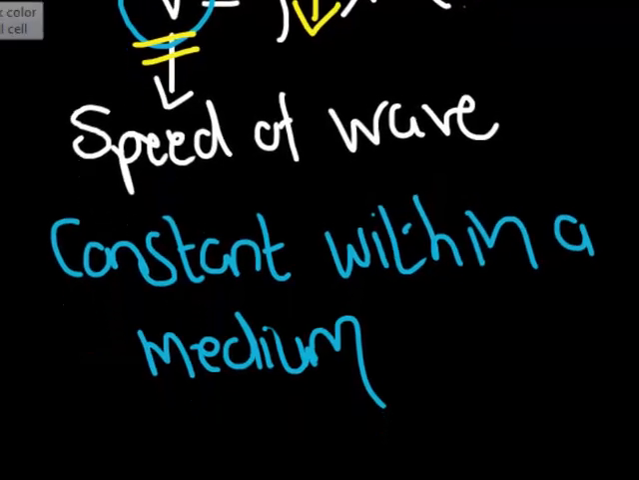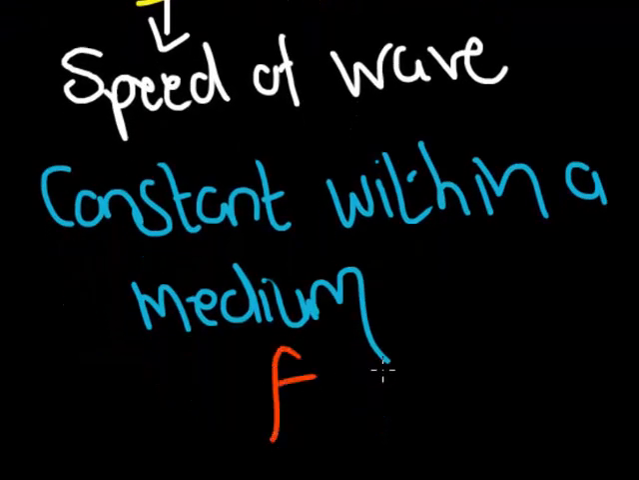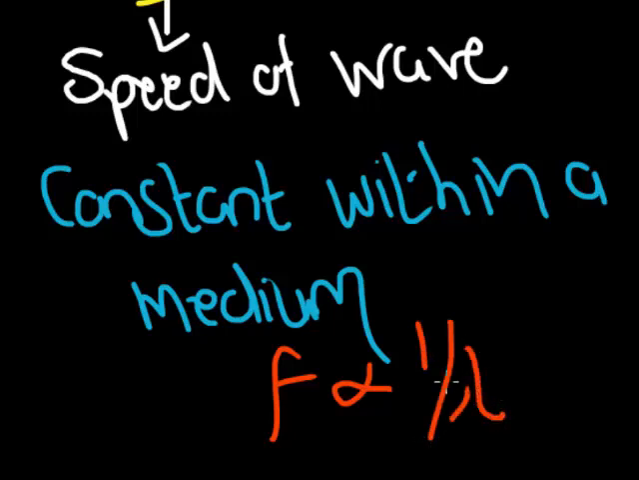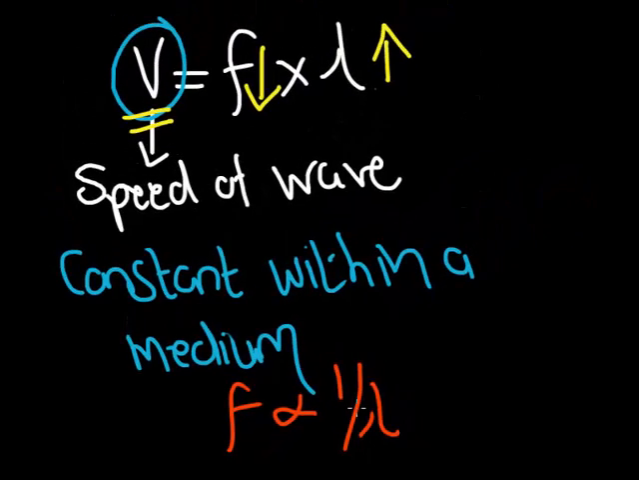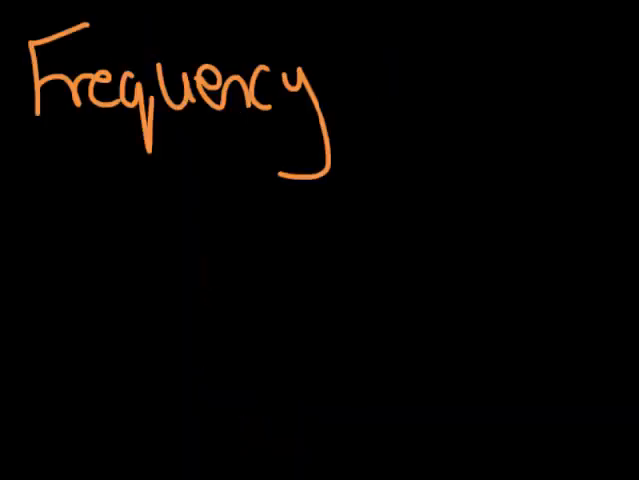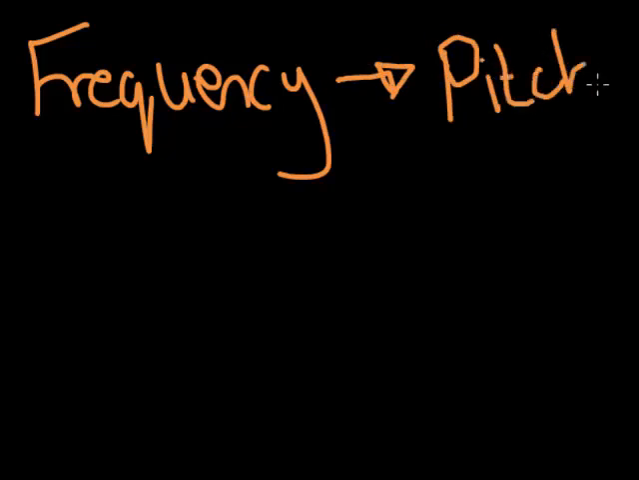And from this we will realize that my frequency is going to be inversely proportional to my wavelength, which means if the wavelength increased, the frequency will thus decrease. And if the frequency increased, then the wavelength will decrease. So that's the type of relationship that they will have in order to ensure that we will always have the same speed. Now in grade 11 you've learned that frequency refers to the pitch when we look at sound.